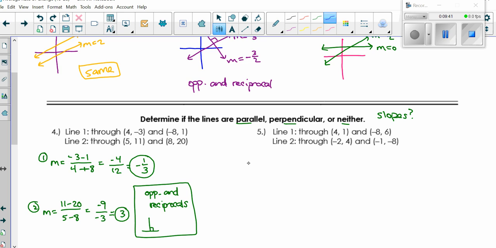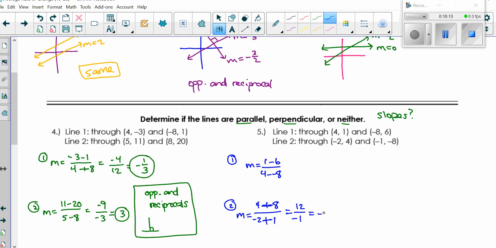All right, let's see. m equals 1 minus 6, 4 minus -8, and so this is for line 1, this is for line 2. Let's see, we have 4 minus -8, and 2 minus negative 1. So this changes into a plus sign, so does this. So 4 plus 8 is 12. Negative 2 plus 1 is negative 1.